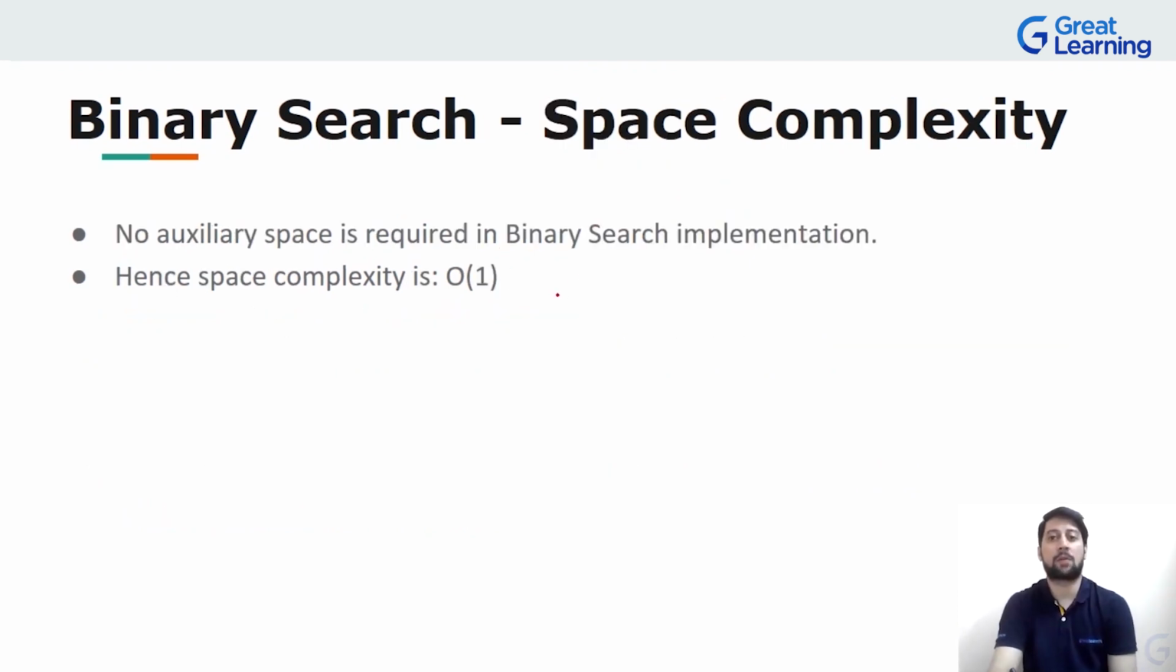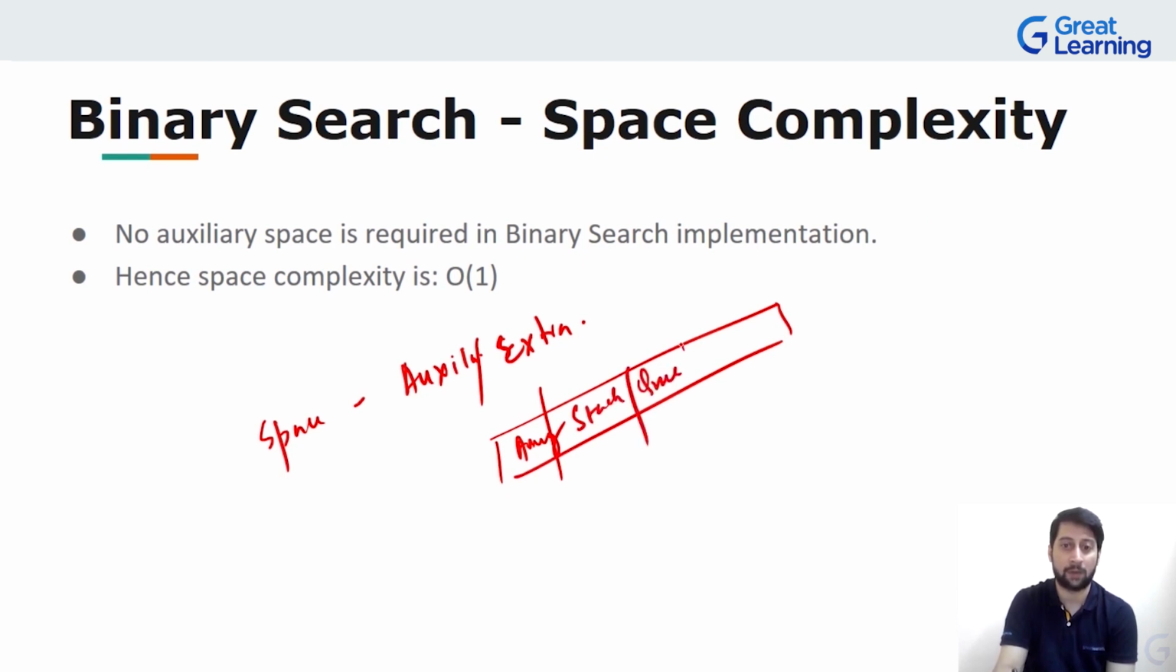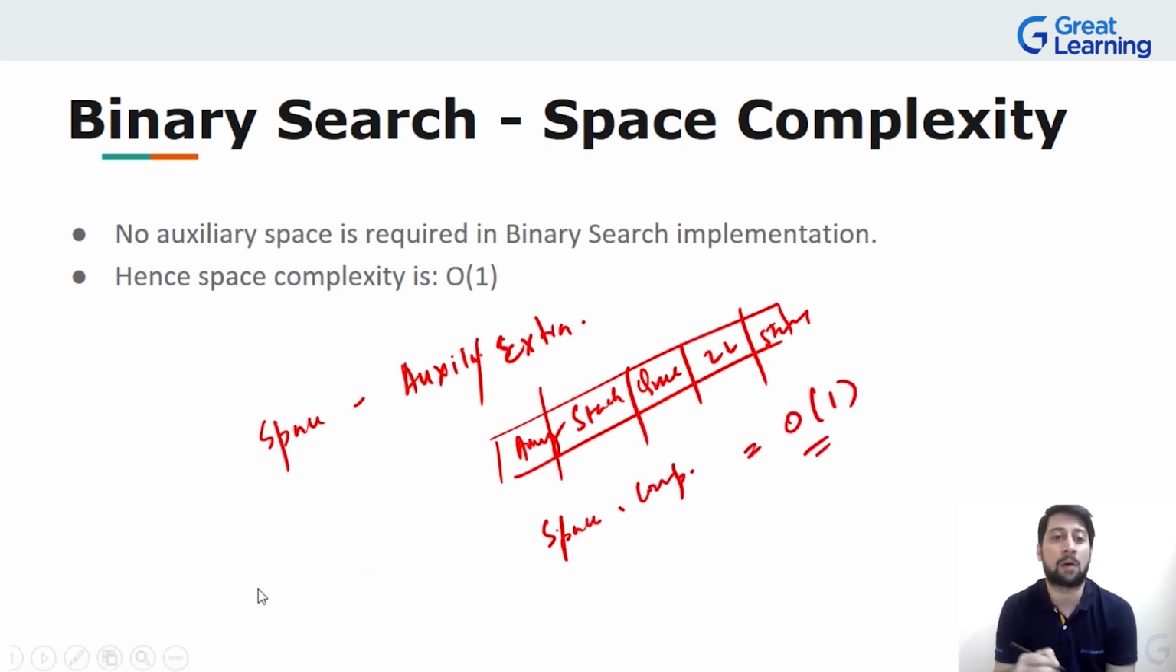Okay, now let's talk about the space complexity of binary search. When you talk about space complexity, we only think of auxiliary memory, or you can say any extra memory that you have used. Since we did not use any extra memory, whether in the form of an array, a stack, a queue, a linked list, or even strings, the space complexity of binary search is big O of one. That is, it takes a constant amount of space.